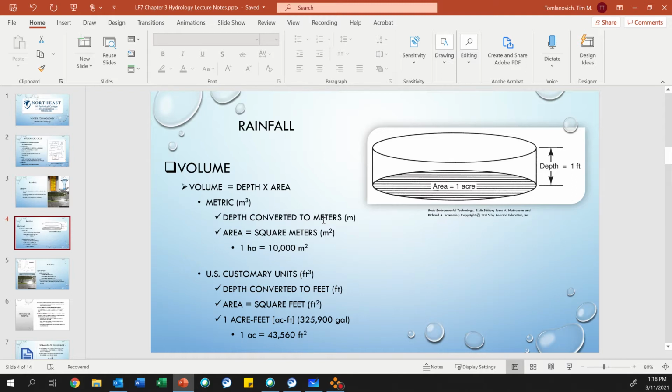In the US, we have cubic feet, and then we have the term acre-feet. An acre-foot is a surface area equal to 1 acre. On the upper right-hand corner, you'll see a picture I took from the book. It can be a circle or a square. So 1 acre of surface area has a depth of 1 foot of water over the entire area. They call that 1 acre-foot of water. It's a larger unit because sometimes these calculations get so big because of the area. So volume is depth times area.